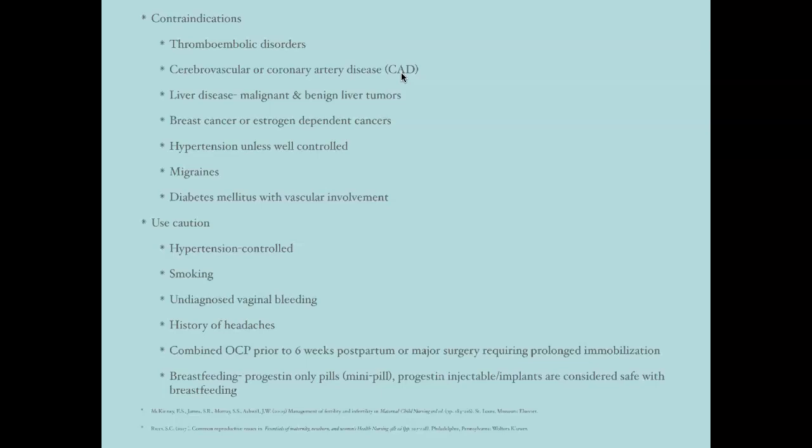Breastfeeding: progesterone-only pills or the mini pill, and also your progestin implantables. Implants are considered safe with breastfeeding. Combined OC pills are not typically used during breastfeeding because estrogen can decrease milk supply. So in a breastfeeder, if we're going to use a hormonal contraception, it's usually after the milk gets established.